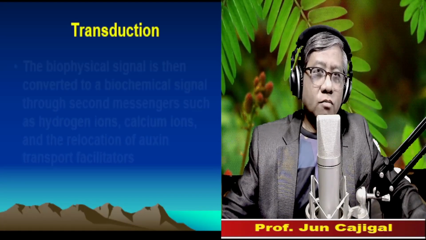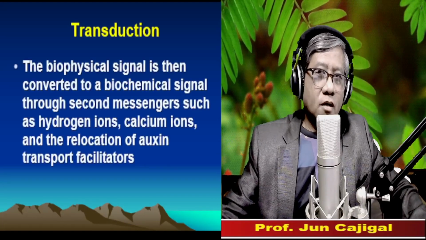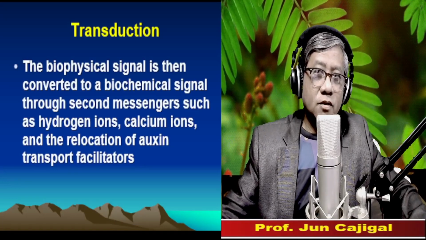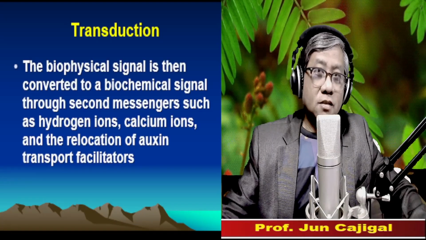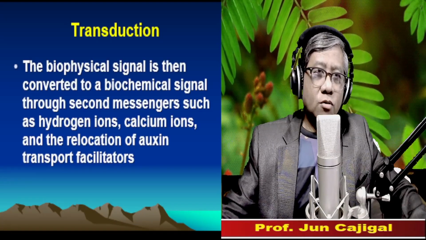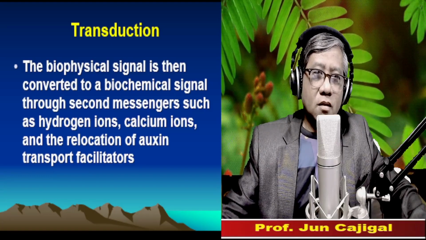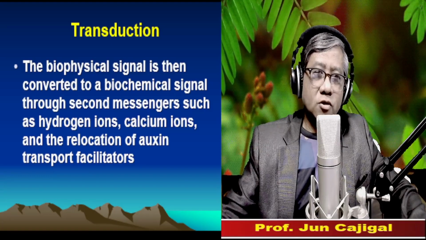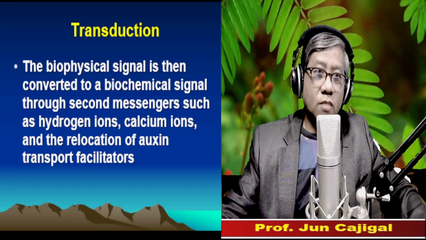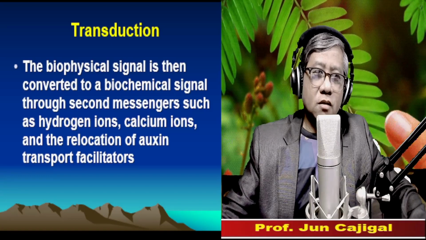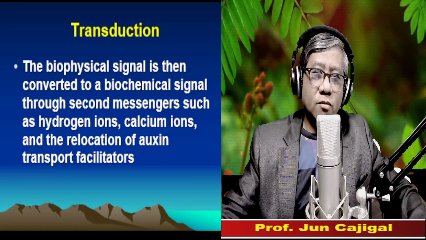Then this is followed by transduction. Now the biophysical signal of those falling starch grains is converted into a biochemical signal through a second messenger such as hydrogen ions or calcium ions, and the relocation of auxin transport facilitators.